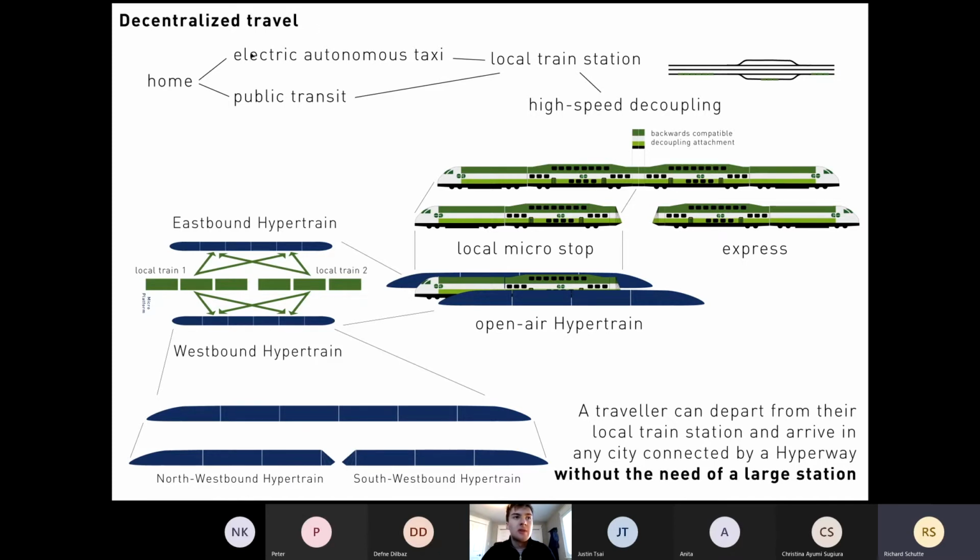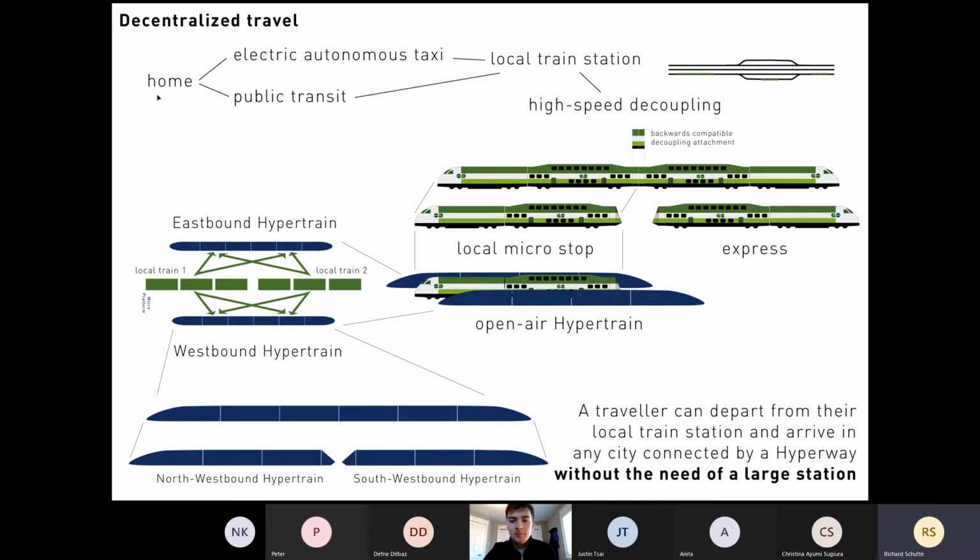You start in the top left here. You start at home, and you either take public transit or an electric autonomous taxi to get to your local train station. There's a variety of different ways you can do this, but this is just the one story arc that we're following. Once you're at your local train station, you start traveling in the direction that you want to be heading.